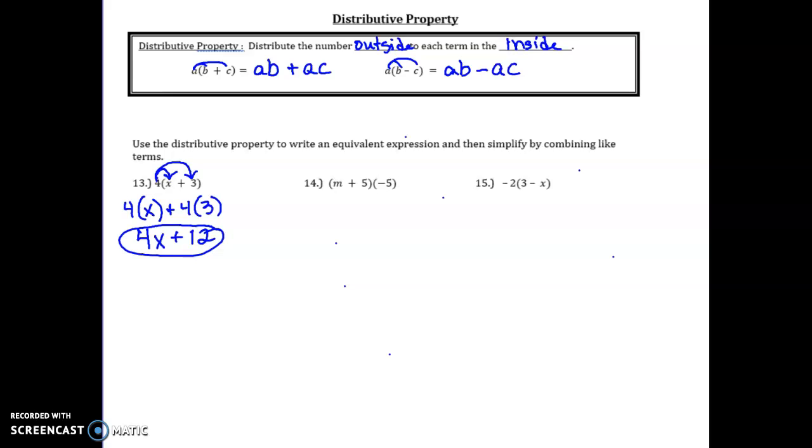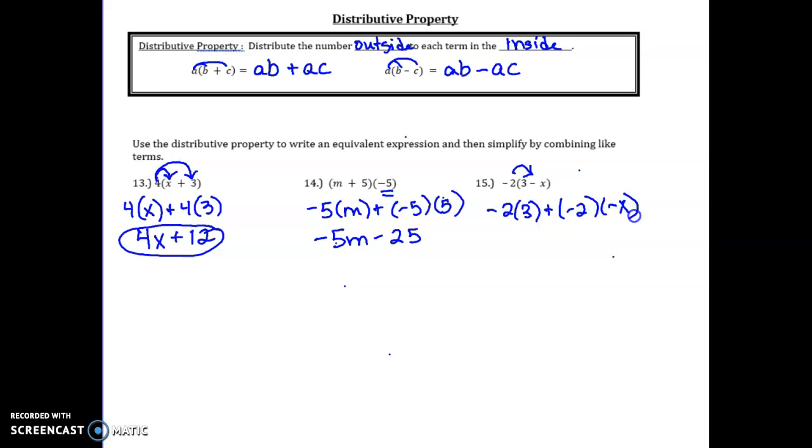Okay, example number 14, it's a little bit backwards, but the number outside of the parentheses is actually the negative 5. So you can think of this as negative 5 times m plus a negative 5 times 5. So you would get negative 5m minus 25. Number 15, we would take negative 2 times 3, and then plus a negative 2 times negative x because we have a minus there. So this would be negative 6 plus 2x, or you can rewrite this as 2x minus 6.